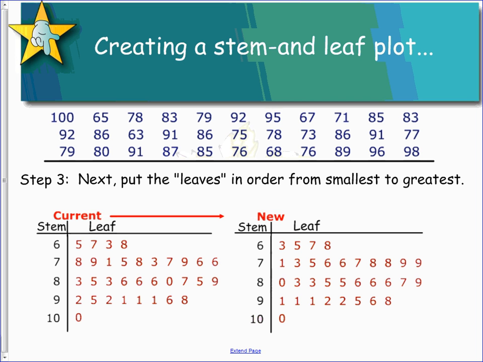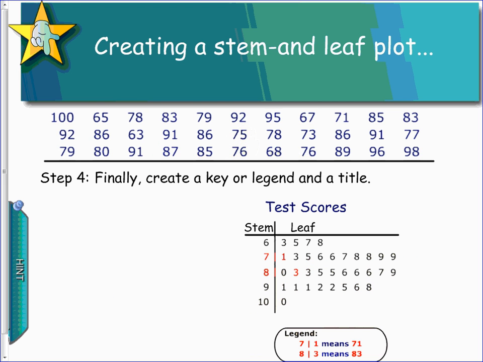Step 3 is putting the leaves in order from smallest to greatest. So once you've taken the data and put it into this order, you then want to take these numbers and put them into chronological order, smallest to largest. And then finally, you need a key or legend and a title. So in this case, it's test scores. So these are different test scores. And the legend tells you what your stem and leaf plot means.